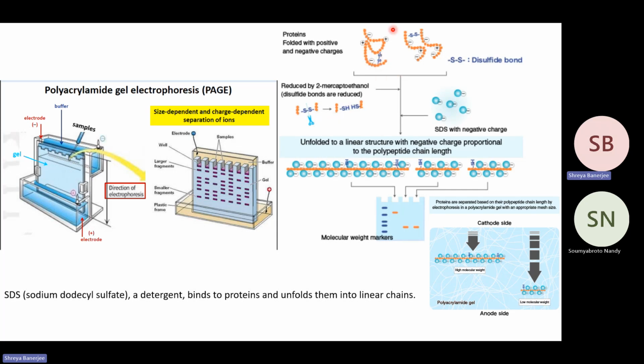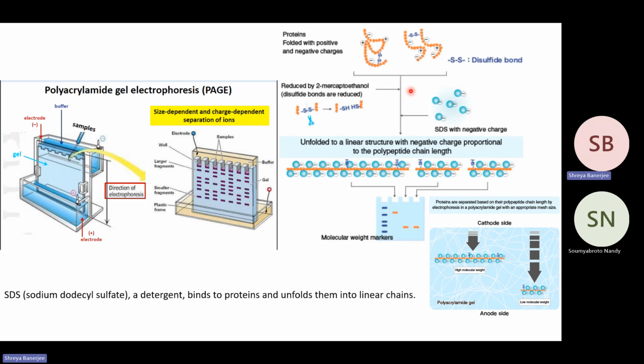Now, there are two different proteins here. When you react the protein with 2-mercaptoethanol, the disulfide bond is reduced. So the SS bond is broken and it becomes SH-SH. So the disulfide bond is reduced. Then you add SDS, that is sodium dodecyl sulfate, which is a detergent. So it is a large molecule with a negative charge.